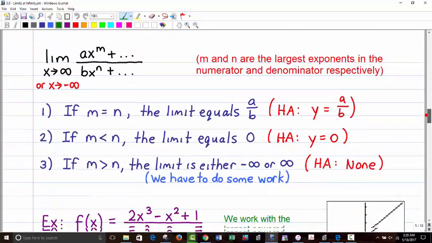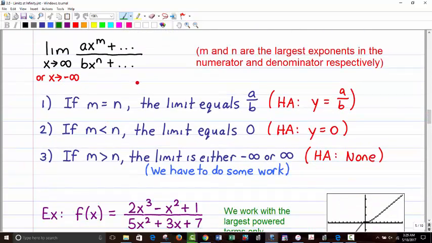Let's look at the next rule. If m is less than n, meaning we have a larger power on the bottom than the top, it's going to go to 0. Basically it means that the fraction will get smaller because the denominator is so dominant, the whole thing will get closer and closer to 0. Never going to hit 0, but remember, limits don't have to actually hit that target. They just have to be approaching it. So with a larger power on the bottom, you don't even care about the coefficients. The limit will be 0, therefore the horizontal asymptote will be the x-axis, y equals 0.